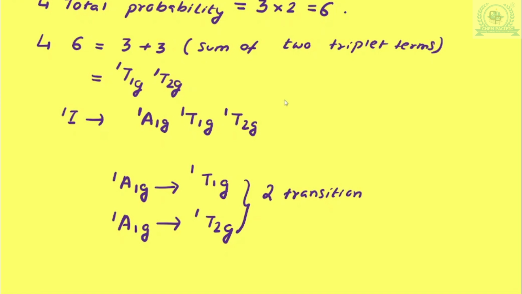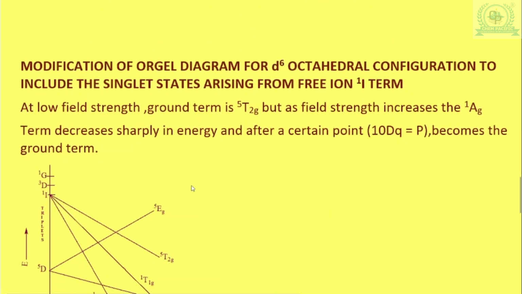Which are spin allowed transitions because the multiplicity in both the cases are same. Okay, as a result of these two transitions, you will be getting two peaks. So this is the modified orbital diagram that I have done for you all.